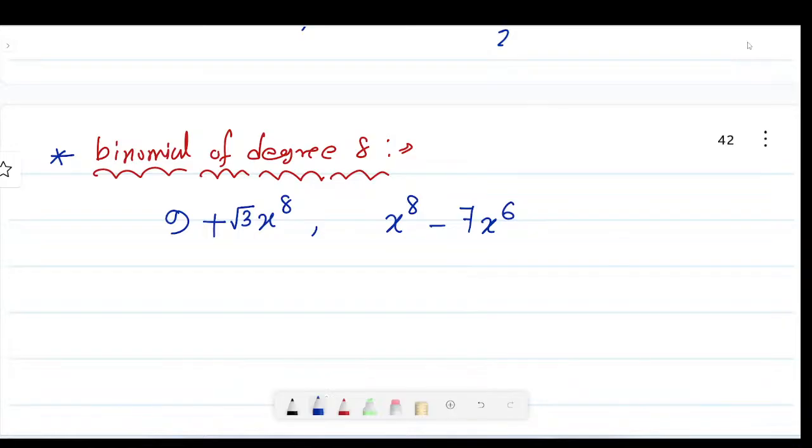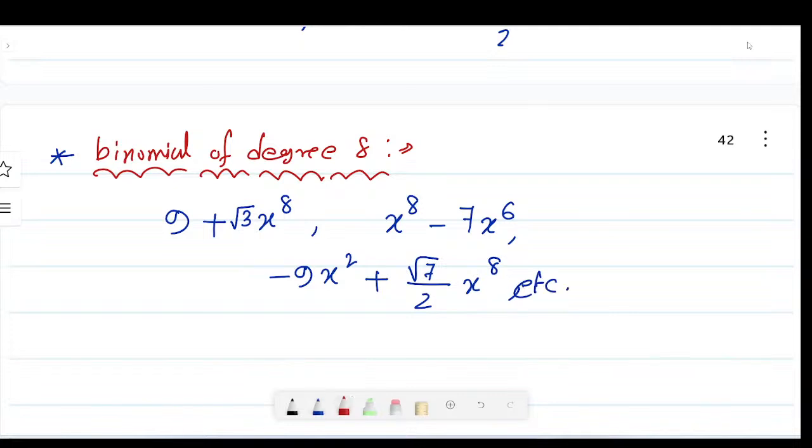So another example is minus 9 x square plus root over 7 by 2 x to the power 8, also. Okay, so in these examples there are two terms, that is satisfied, and the highest power of x is 8. So these all are binomials of degree 8.